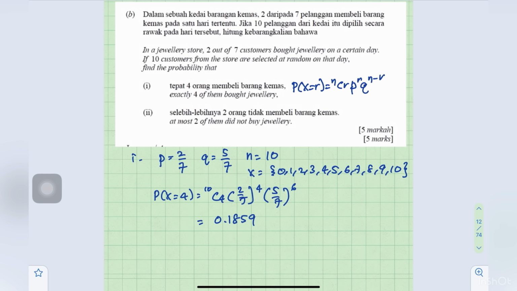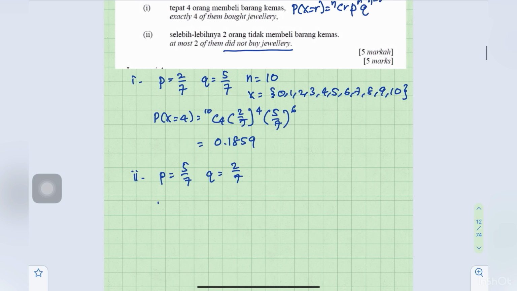At most 2, find the probability that at most 2 of them did not buy jewelry. So the wording is "did not buy jewelry". Just now in A they buy jewelry, this one did not buy. So the P actually is for those who did not buy, which is 5 over 7 and Q is 2 over 7. Ah, reversed. Okay, they want at most 2. At most 2 means less than or equal to 2. So P(X ≤ 2).